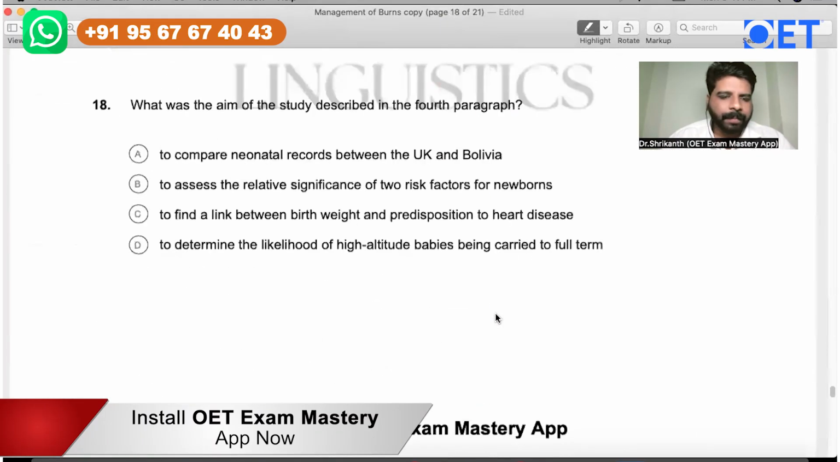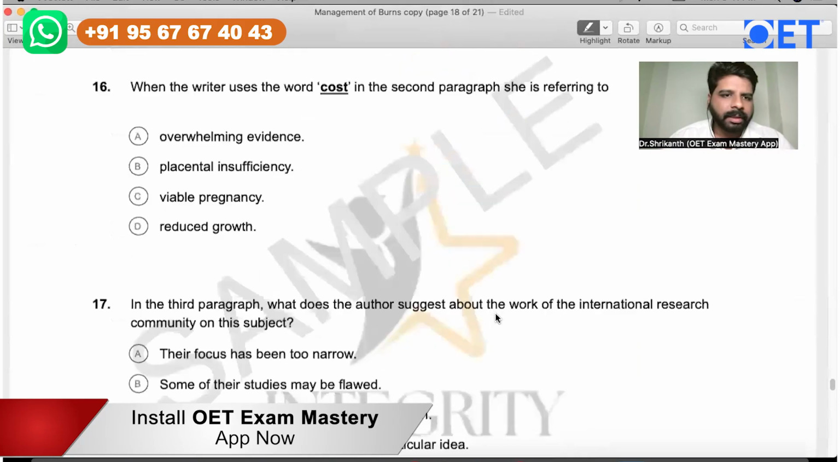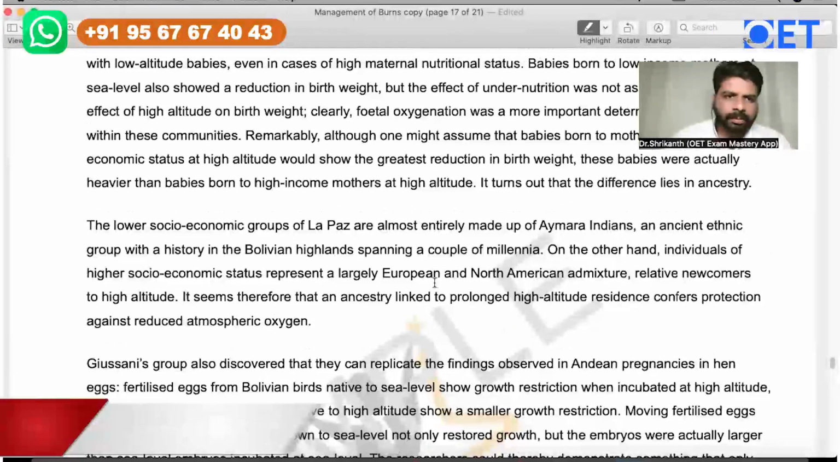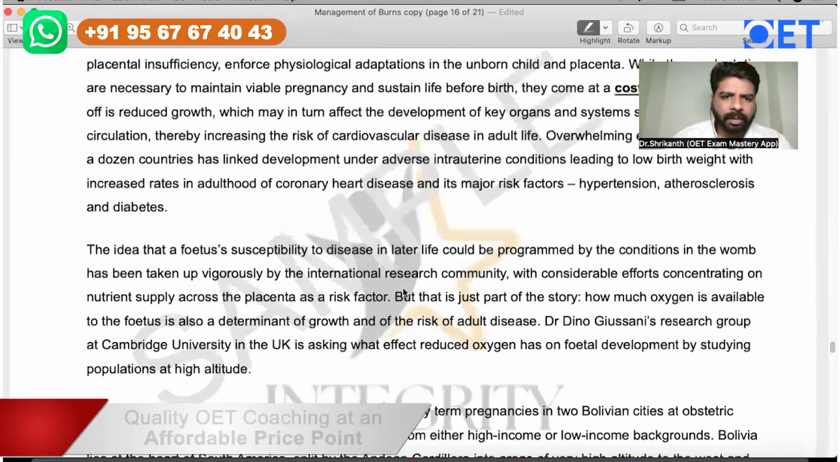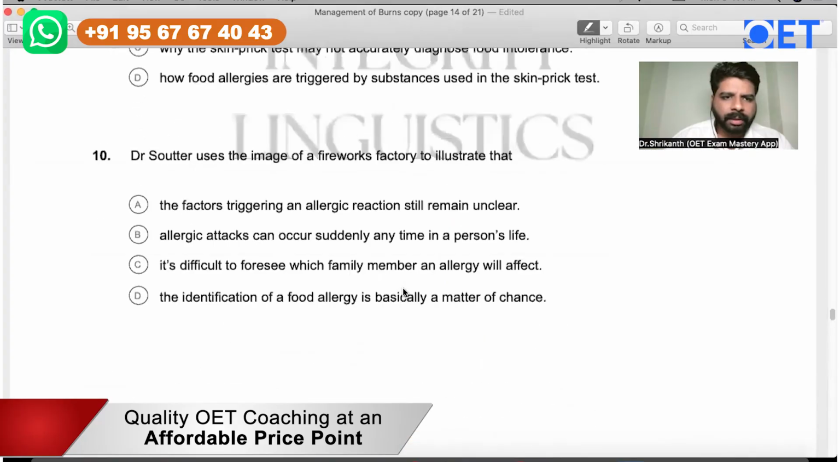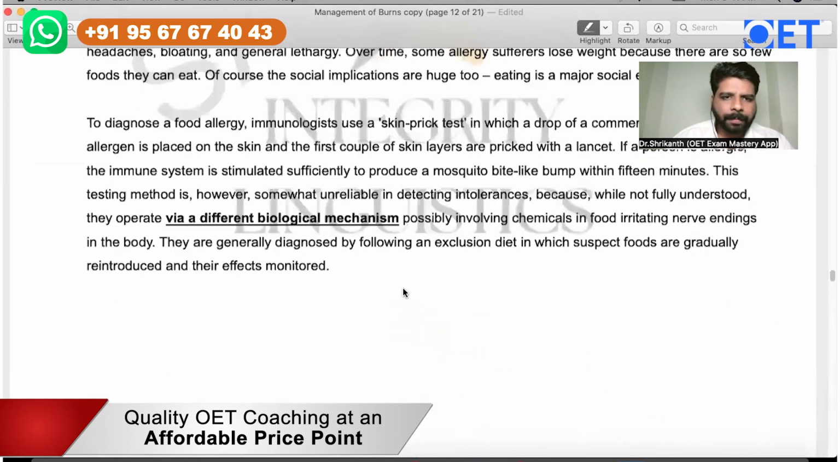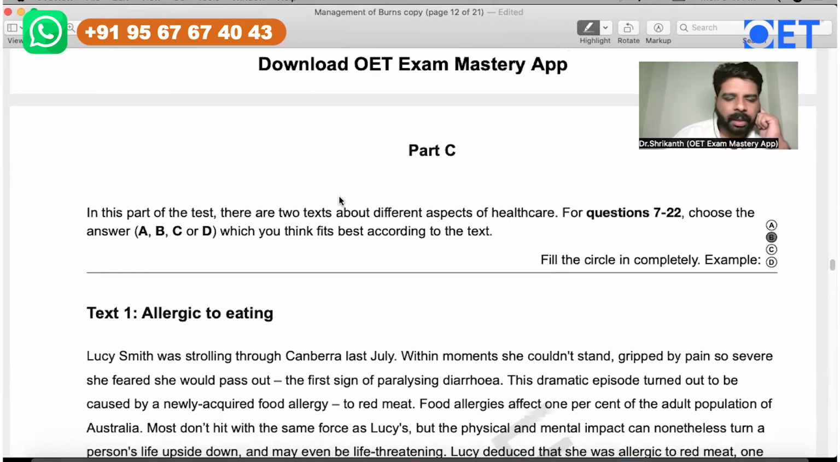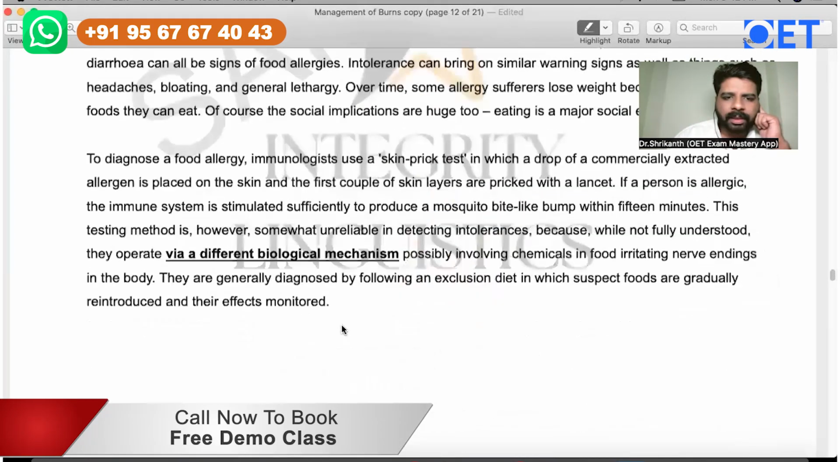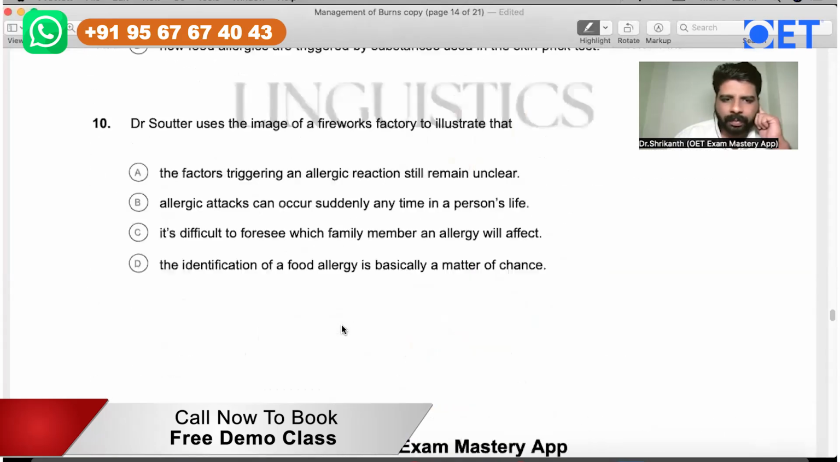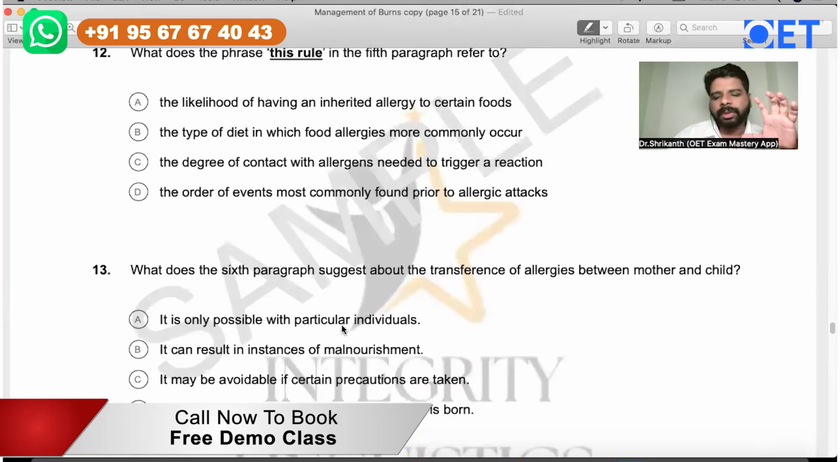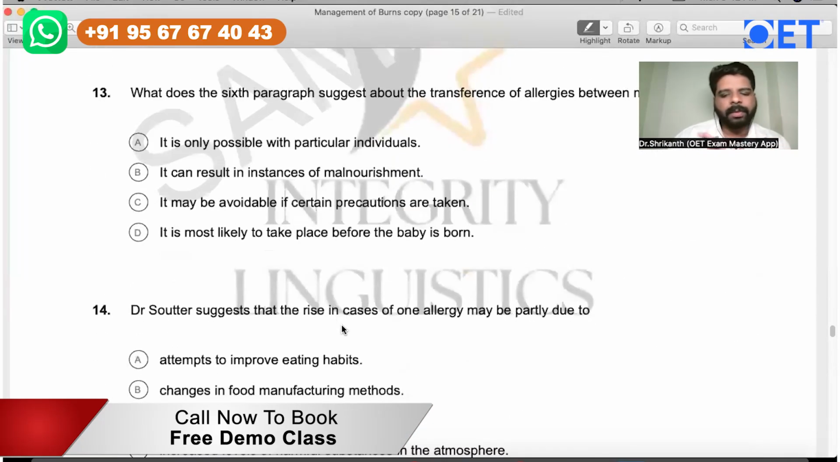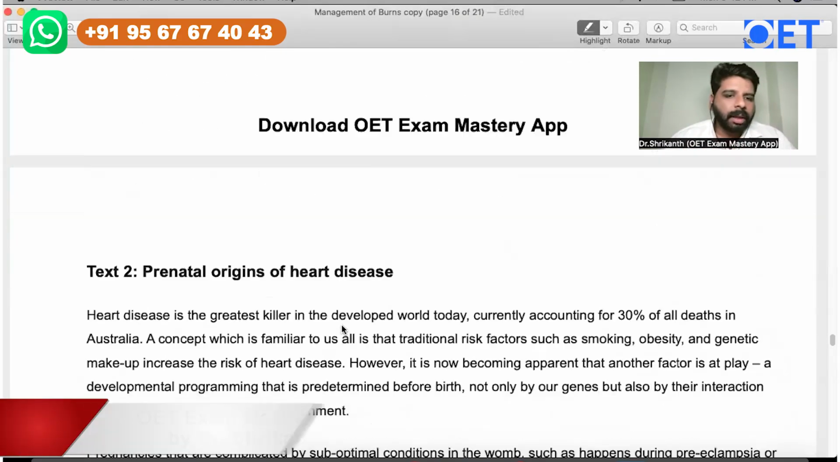All right, reading part C. Part C basically consists of two passages. This is passage number 1, called allergic to eating. Hi Chinchu. We will be discussing text 2 over here. Today's questions will be inference questions, and I have purposefully selected slightly advanced level questions. Let's see how it goes.